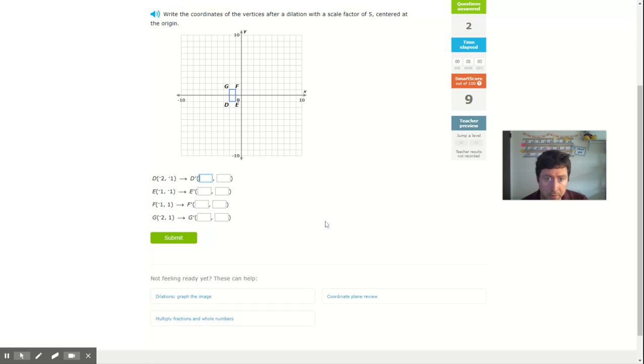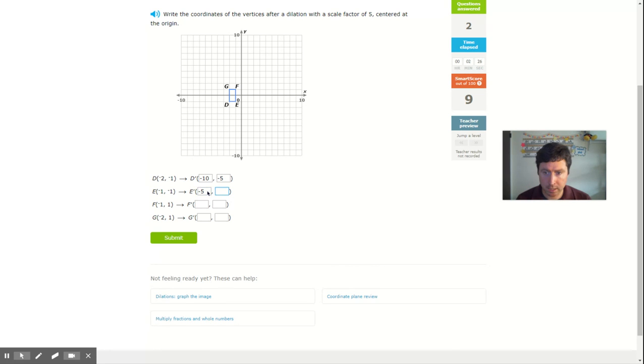Now here's one where we have to multiply, because we see that it's a whole number of 5. So now you take each one. Now we're going to stretch our figure. We're going to do negative 2 times 5, which is negative 10. Negative 1 times 5, which is negative 5. And remember, I'm getting my points from here. Negative 1 times 5, which is going to be negative 5.